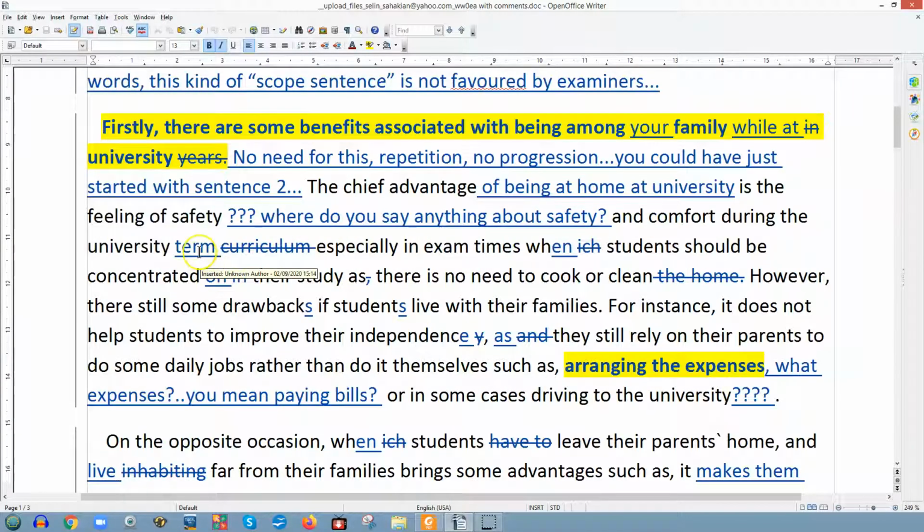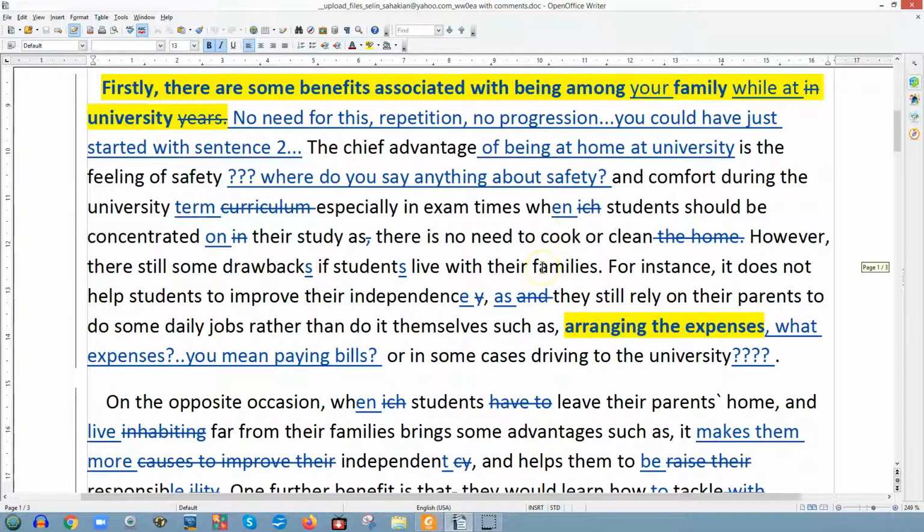During the university term, the curriculum is simply a program of study. It's not a period of time, especially in exam times when students should be concentrated on their study, as there is no need to cook or clean. You don't have to put the home. However, there are still some drawbacks. Abstract noun, make it plural. If students, abstract noun, make it plural, live with their families.